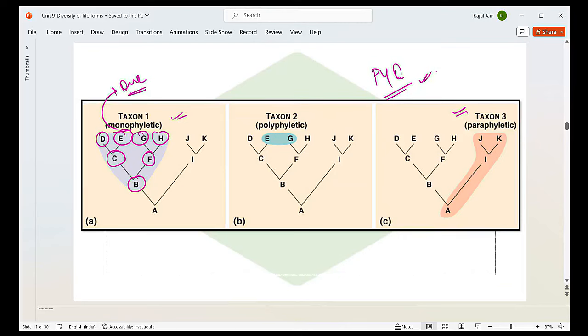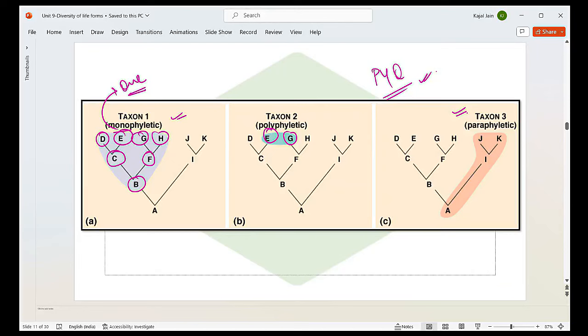A polyphyletic group is when I'm taking into consideration any two members which are sharing a common ancestor, but in my group, common ancestors are not taken into consideration. It is only the final taxons, only the final members that are taken into consideration. Look into the color coordination, you'll understand.